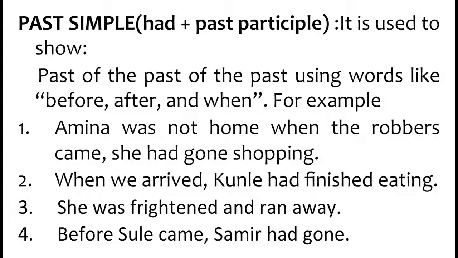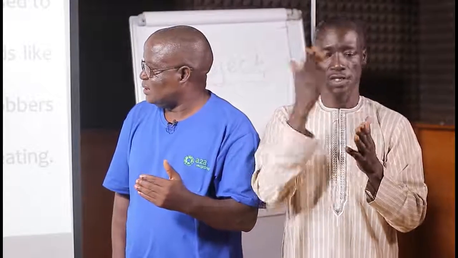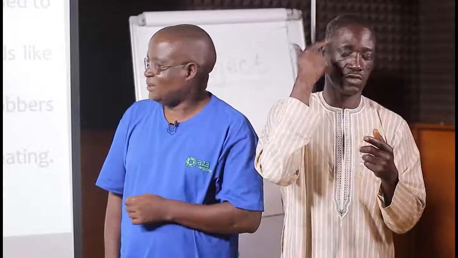Past perfect. In bracket, it uses had plus past participle. It is used to show one past of the past, using words like before, after, when. For example, Amina was not home when the robbers came. She had gone shopping. Now, already there is a past. She was not home. And then she had gone shopping, another past.